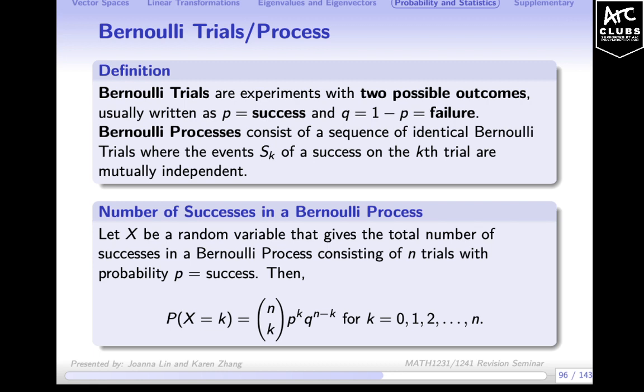And here the number of successes in a Bernoulli trial is given by this formula below, where again p is your probability of success, n is the number of trials, and k is the number of successful trials. Yeah, and I just want to note that q here is 1 minus p. I think in a lot of theory notes, they just put 1 minus p here, so it should be.